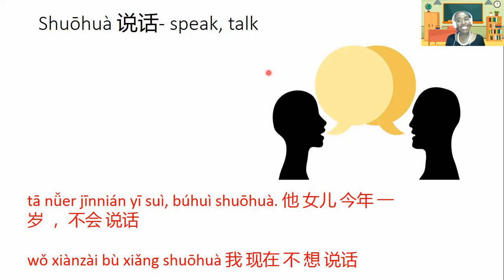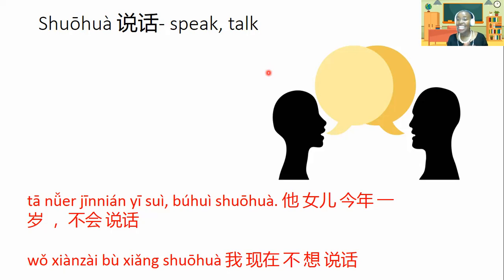So let's look at my first sentence. 他女儿今年1岁不会说话. What does it mean? 女儿 is daughter. 今年 is this year. So his daughter is 1 year old this year. Because she's 1 year old, does she know to speak? 她不会说话. 不 is no. 会 is ability, we've said. So 不会, not able to speak. 不会说话, cannot speak.